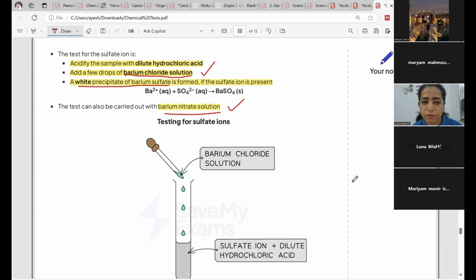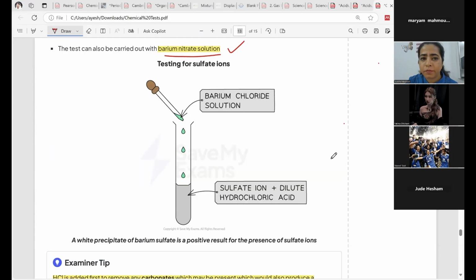First one is that we only have the barium sulfate test in our syllabus. Only the sulfate test, not barium sulfate. Yes, Mariam.